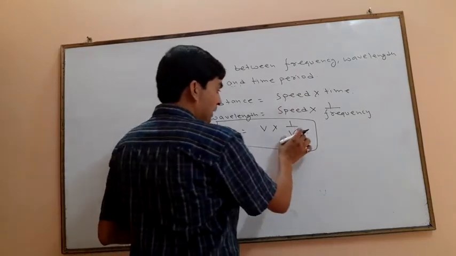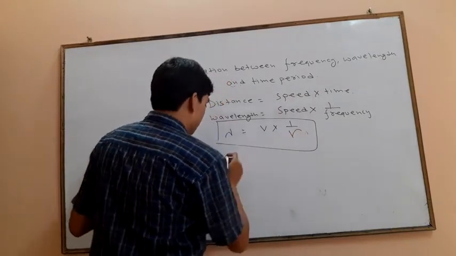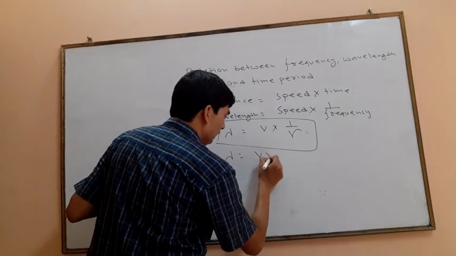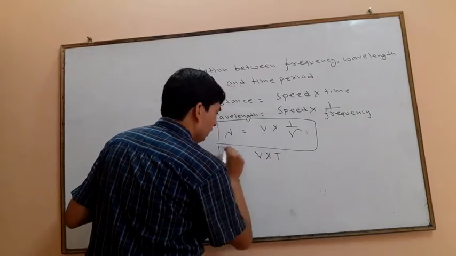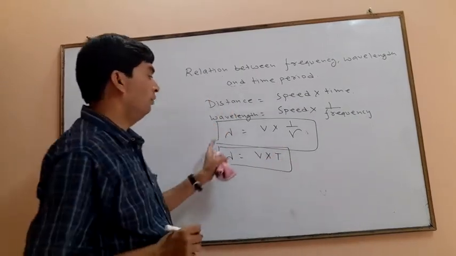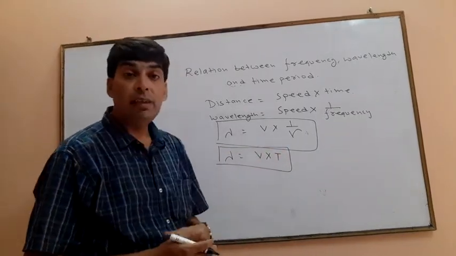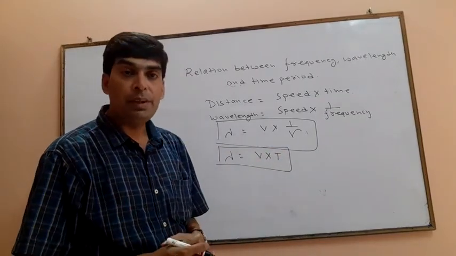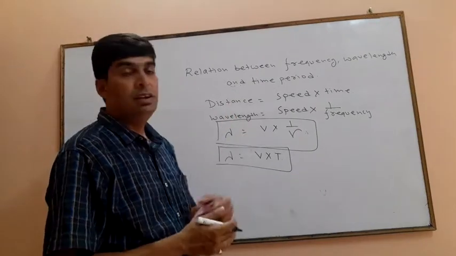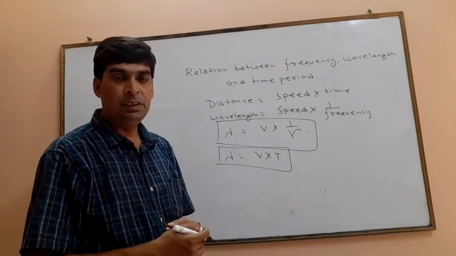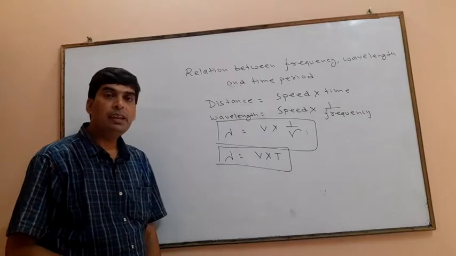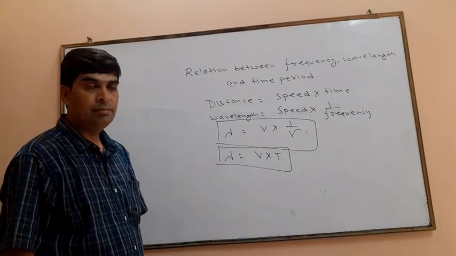If you want, you can also write this in terms of time period. So these are two relations: wavelength, speed and frequency, and wavelength, speed and time period of the motion of a vibrating body during its oscillation. Please pause the video and write down the things. Okay.